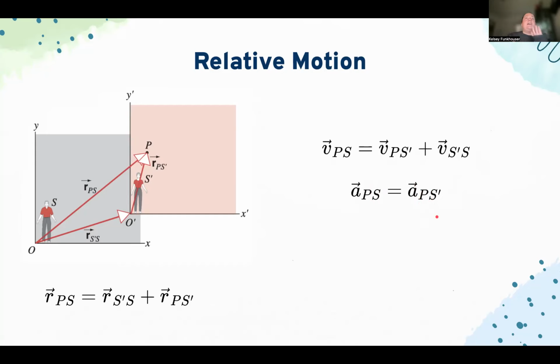So the main idea here is, if you want to know how fast the object is moving in one frame, you need to know how fast it's moving in the other frame and how fast the frames are moving relative to each other. Okay, and your application assignment has some practice on this, so you will get some time to work through it.